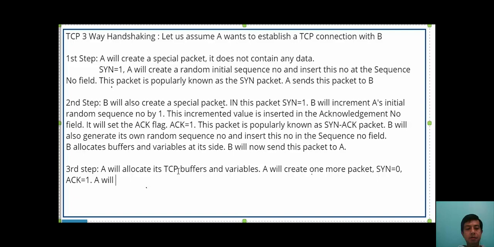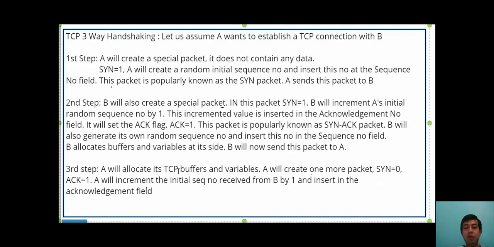A will increment the initial sequence number received from B by 1 and insert it in the acknowledgement field. The same thing B did in the last step, A will do this time. The sequence number it has received from B, it will increment by 1 and insert in the acknowledgement number field.